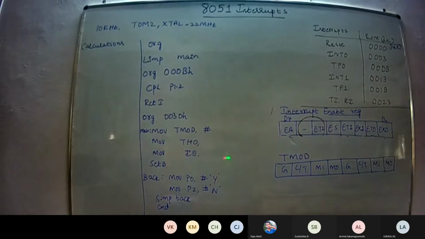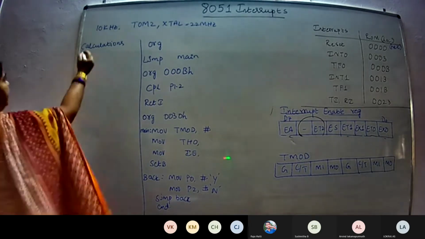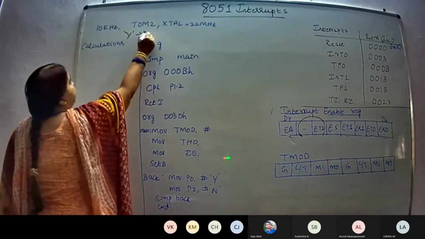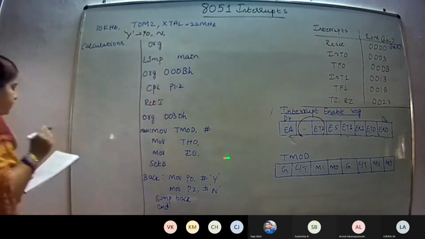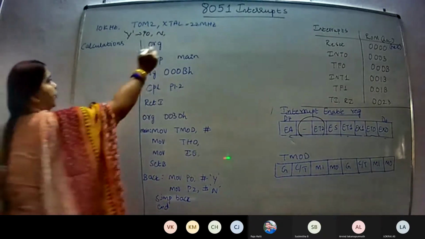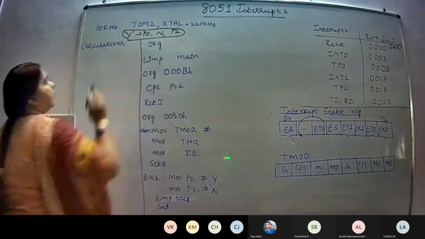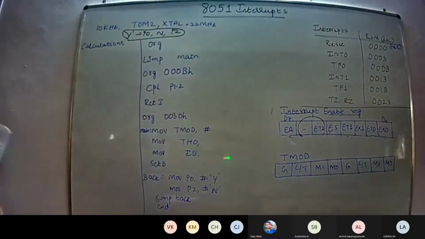First, we'll go with programming timers. Okay, I'll read the question. Write a program to display the value y at port 0. You just want to display y at port 0 and n at port 2. This should be done by the microcontroller continuously. Okay, the value should be displayed as y at port 0 and n at port 2.